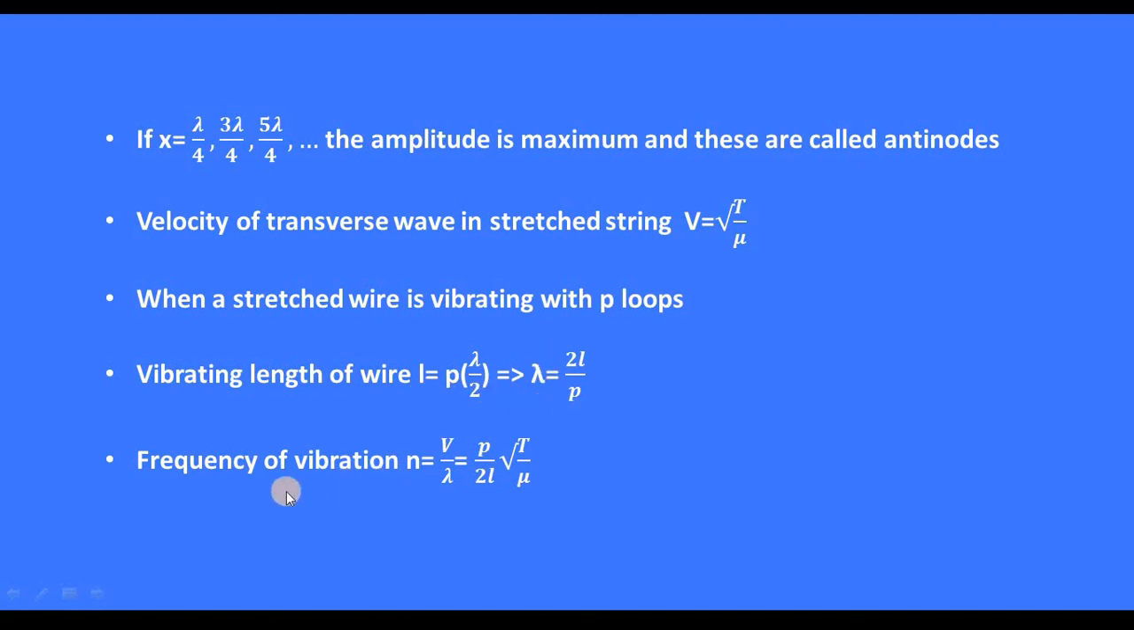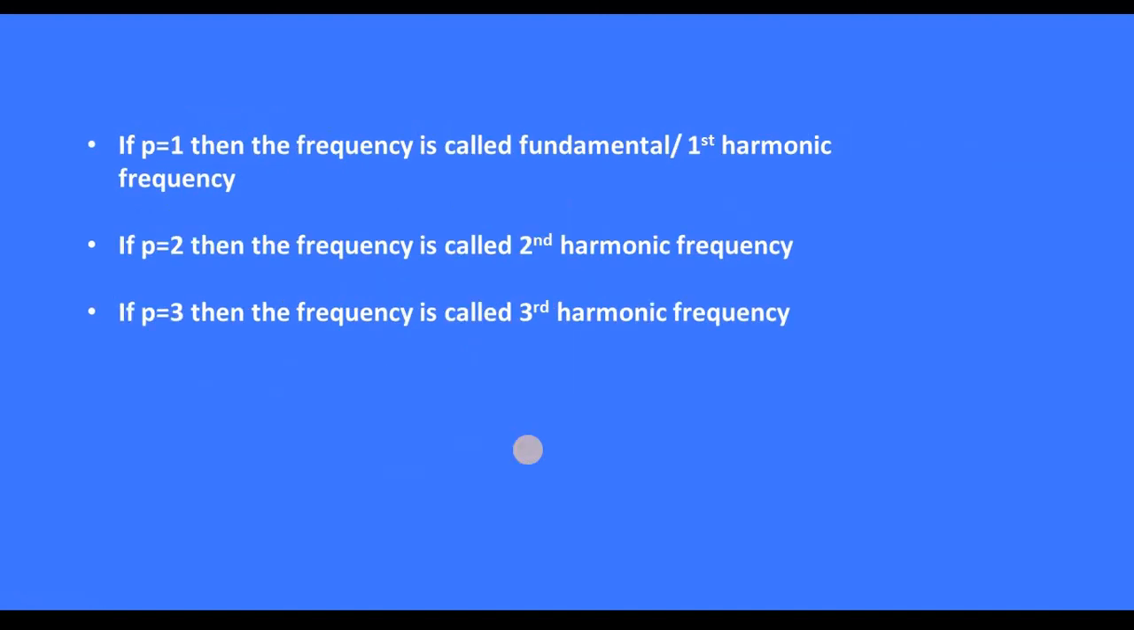Next we find the frequency of the vibration. The frequency N equals V by lambda. The V value is root of T by mu, and the lambda value is 2L by P, so we get P by 2L into root of T by mu. This is the frequency of the stretched string. Here P represents the number of loops in the string, L is the length of the string, T is the tension of the string, and mu is the linear mass density. So this is the frequency of the stretched string.